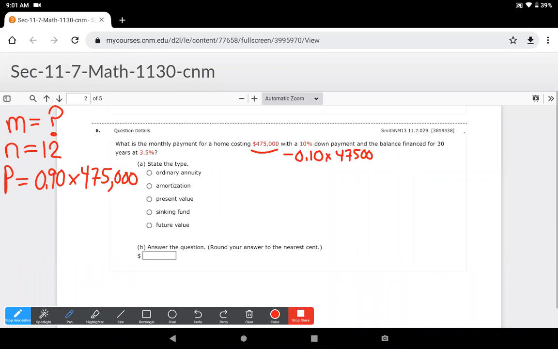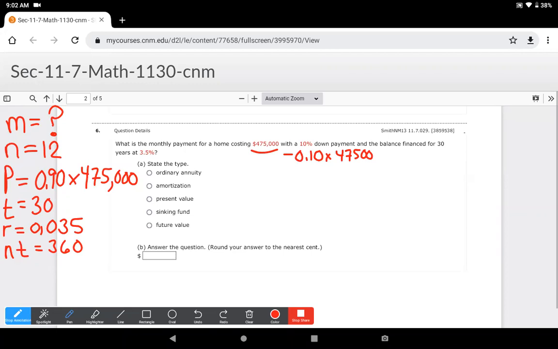Okay, let's keep reading. The balance, that's P for us, right, is financed for 30 years. So T equals 30. At a rate of 0.035 in decimal form, 3.5%. And other values that we use are like NT, right? So NT is 360. R over N doesn't simplify, so we'll just leave our list at this, right?